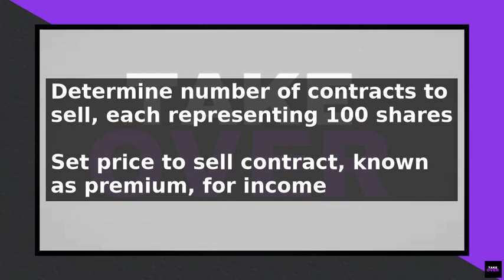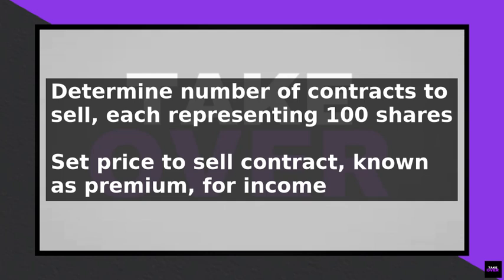Review your order and confirm the details. Make sure you understand the terms of the contract and the potential risks involved. Once you have confirmed the details, submit your order. The contract will be listed on the market and can be bought by other traders.